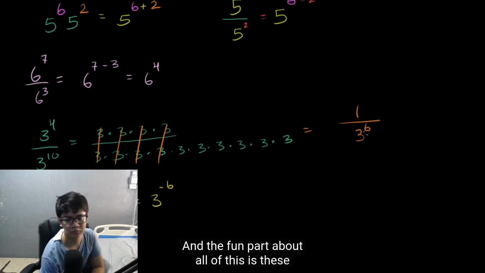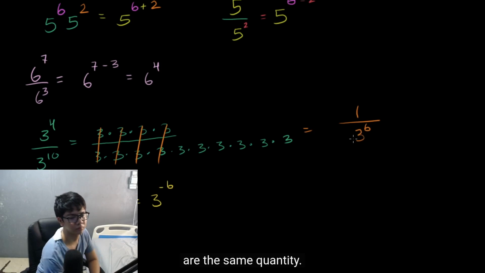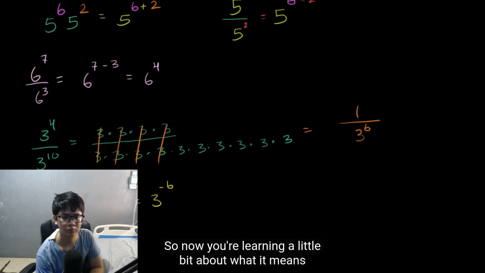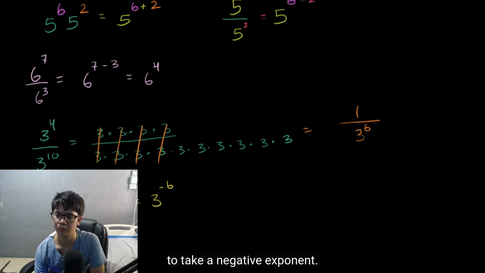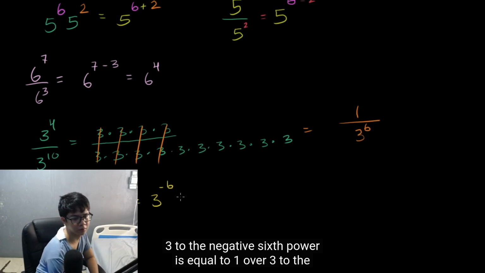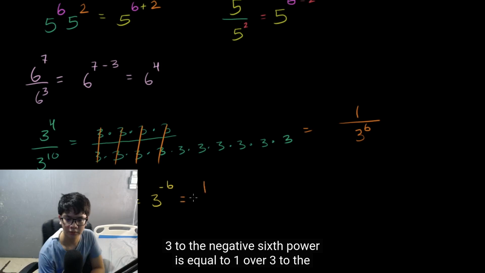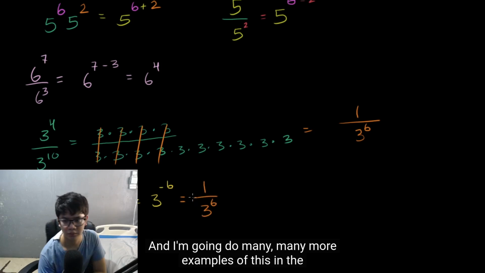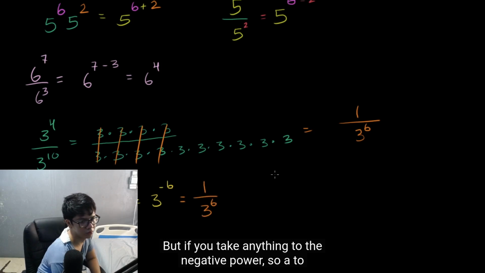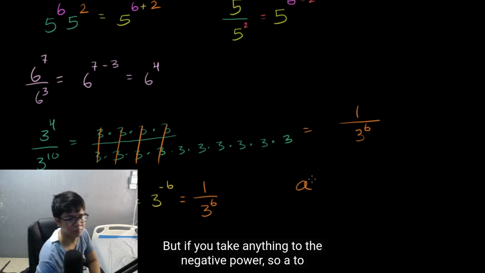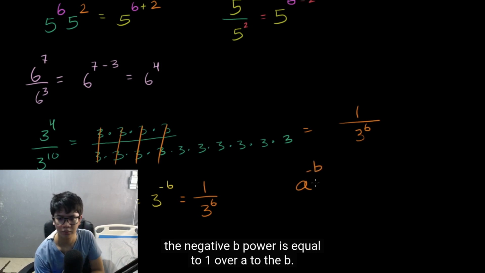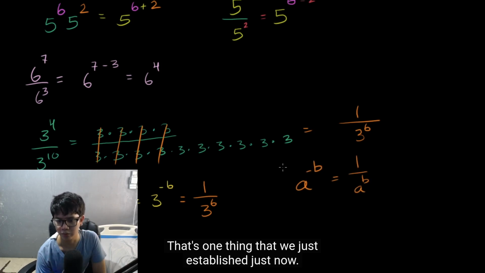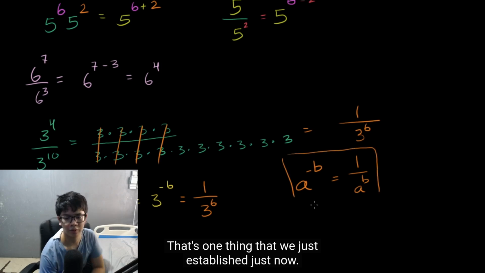And the fun part about all of this is these are the same quantity. So now you're learning a little bit about what it means to take a negative exponent. 3 to the negative 6th power is equal to 1 over 3 to the 6th power. And I'm going to do many, many more examples of this in the next video. But if you take anything to the negative power, so a to the negative b power is equal to 1 over a to the b. That's one thing that we just established just now.